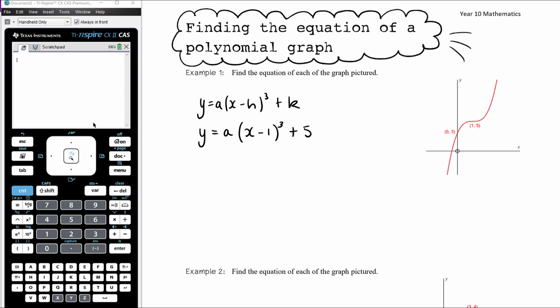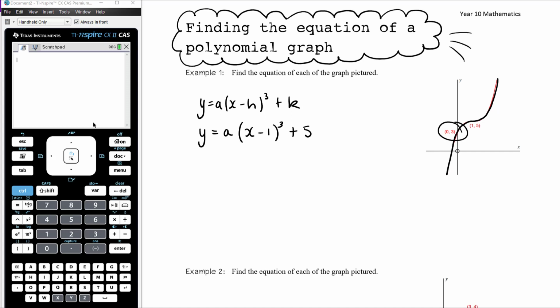So as I've said before when we've done this with the parabolas, if you've got a cubic with its point of inflection at this point, that doesn't tell you how steep it might be, which way it goes, etc. So what we need now is to use information that allows us to come up with an equation that is exactly this particular cubic with the point of inflection at (1, 5). So we're going to need to use that point (0, 3).